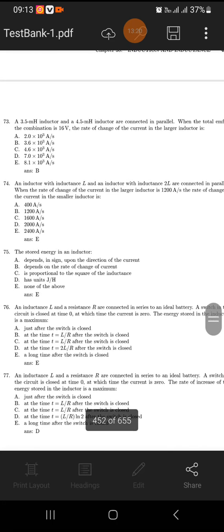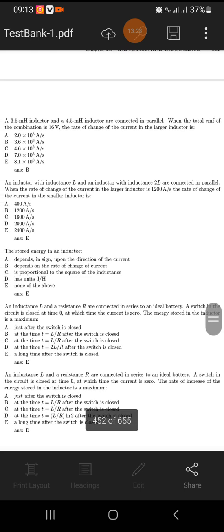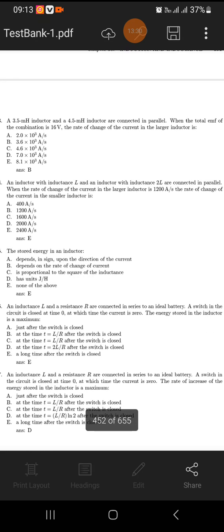A 3.5 millihenry inductor and a 4.5 millihenry inductor are connected in parallel. When the total EMF of the combination is 16 volts, the rate of change of the current in the larger inductor is what? Is B, 3.6 times 10 to the power of 3 amperes per second.